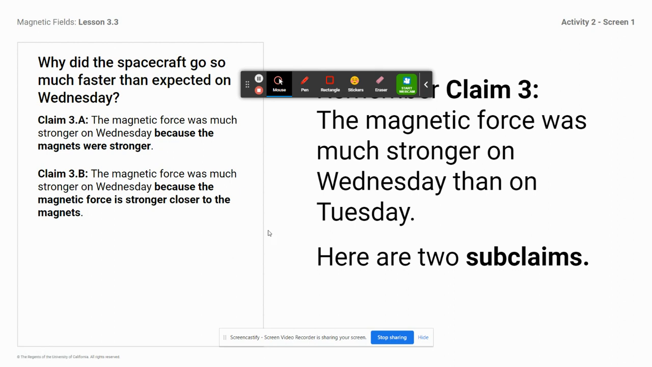So looking at our evidence for claim 3, the magnetic force was much stronger on Wednesday than on Tuesday. We have these 2 subclaims that we really want to make sure we dive into a little farther today. 3B, we've looked at those. We saw on Monday when we did our experiment, as our magnets got closer together, that the launcher flew farther than when they were farther apart. There was more stored potential energy. And then on Tuesday, when we did the sim, we saw that same deal. We saw that magnetic force was stronger when we were closer to the magnets. Unfortunately, we haven't had an opportunity to really look at 3A, but today we're going to look at some evidence pieces for that.